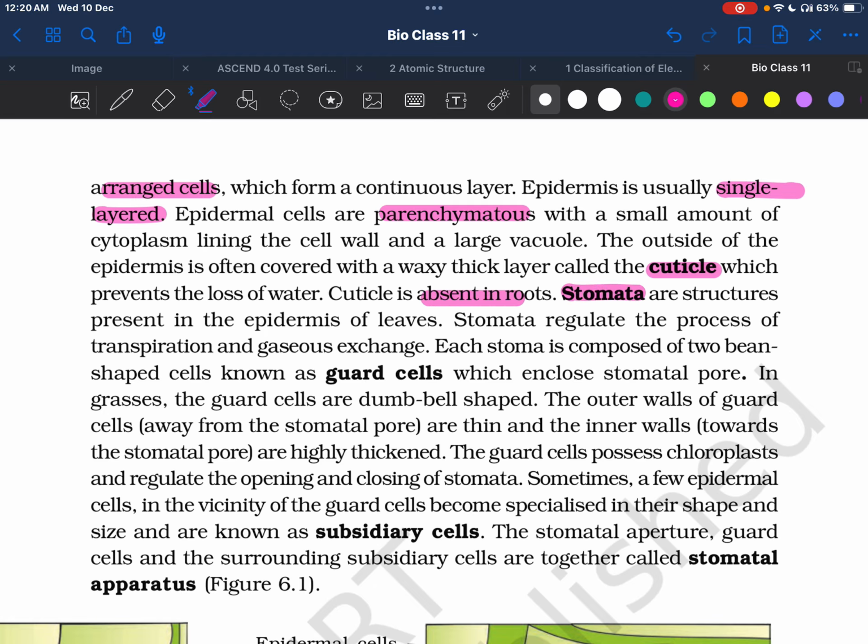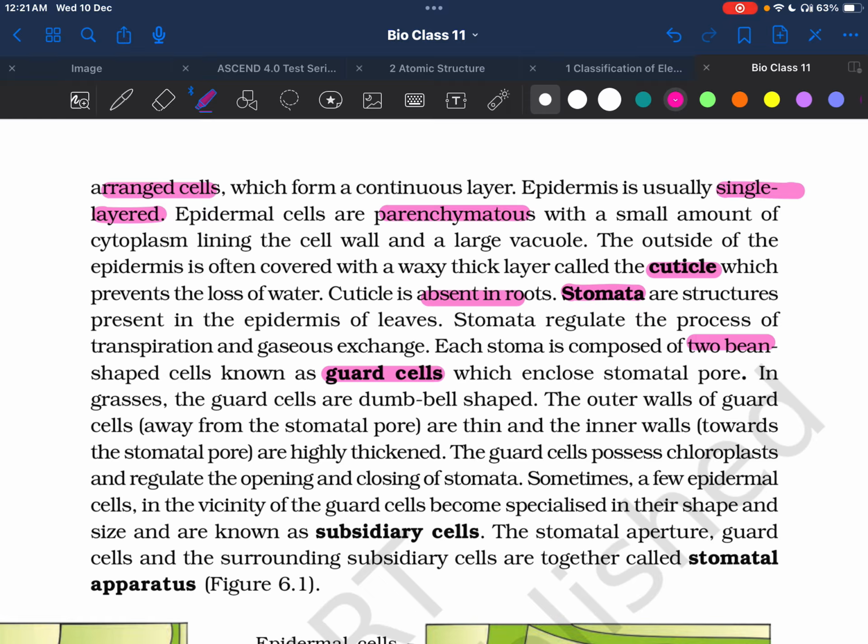Stomata are structures present in the epidermis of leaves. Stomata regulate the process of transpiration and gaseous exchange. Each stoma is composed of two bean-shaped cells known as guard cells, which enclose the stomatal pore. In grasses, the guard cells are dumbbell shaped. The outer walls of the guard cells away from the stomatal pore are thin, and the inner walls towards the stomatal pore are highly thickened. The guard cells possess chloroplasts and regulate the opening and closing of stomata.